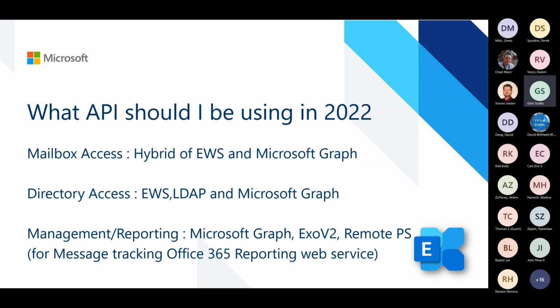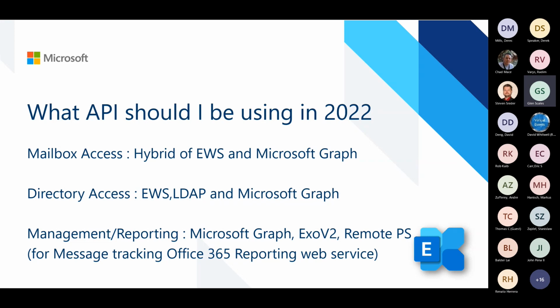Management and reporting, a lot of ISVs do this stuff. Microsoft Graph has a bunch of reporting endpoints that are quite good for doing things like mailbox size and mailbox activity, so they're definitely the way to go. On-prem, you're still going to be using remote PowerShell to get access to the cmdlets that get all that information.